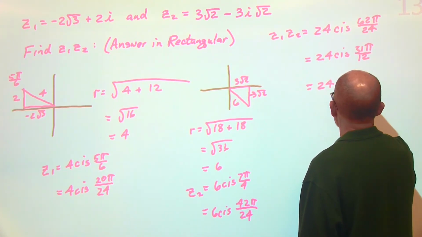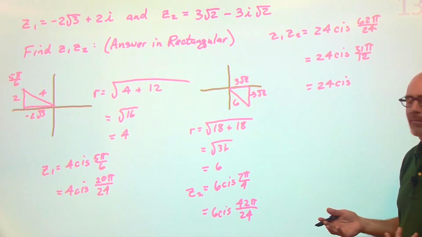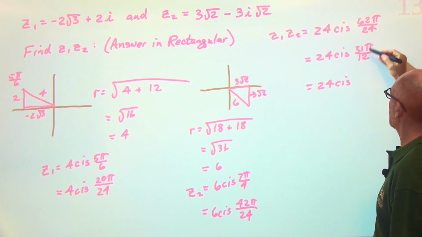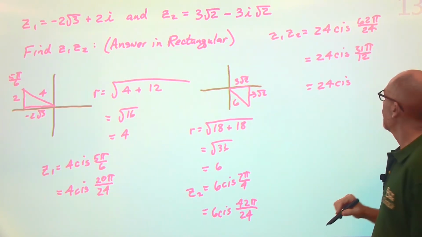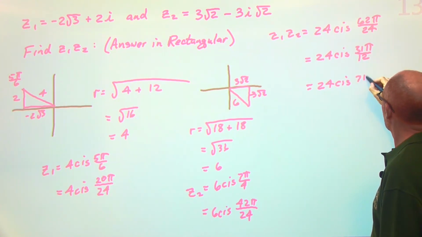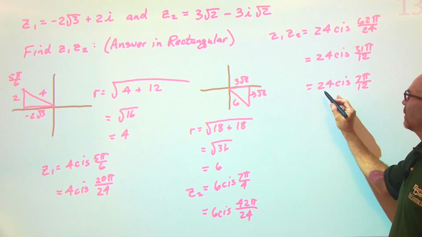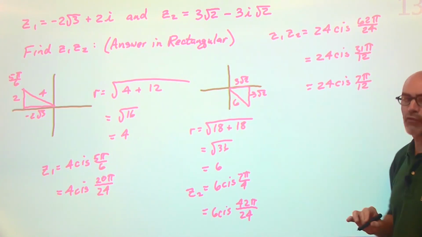Anytime I want to reduce an angle, I can take 2 pi off it. In this case, 2 pi would be 24 pi over 12. So if I subtract 24 pi over 12, 31 minus 24 is 7. Okay, so there's my z1 times z2 in polar form.